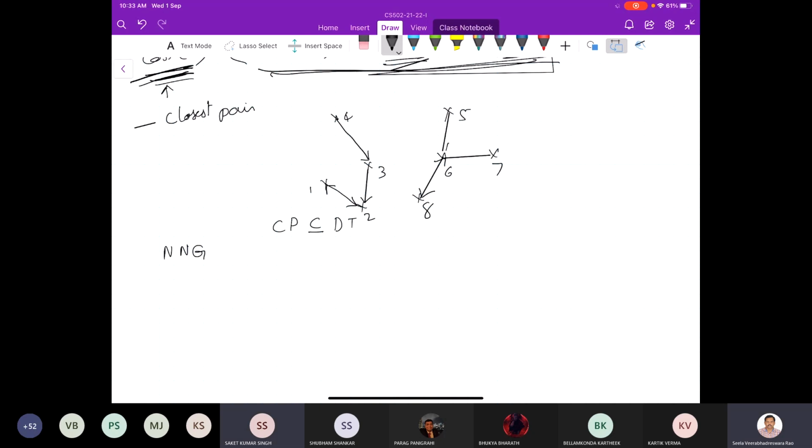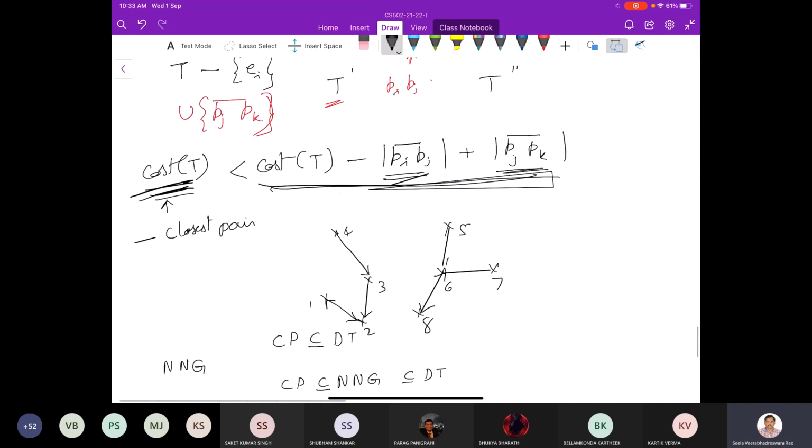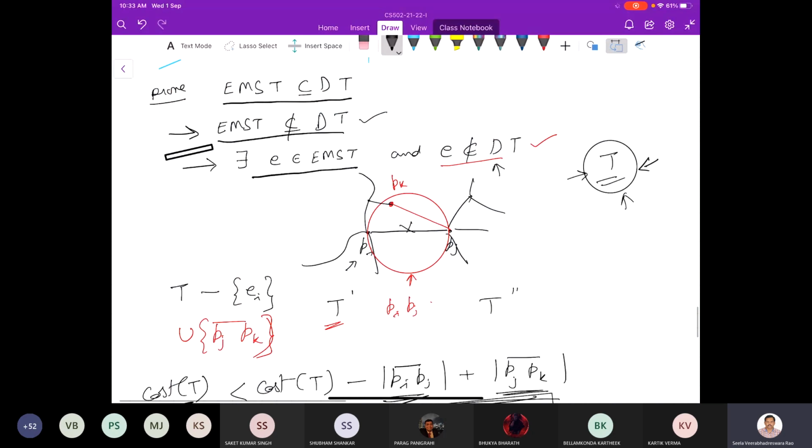Yes, sir. So you are forming a graph such that each vertex is connected to its nearest neighbor. Obviously, at most n edges will be there. The closest pair is a subgraph of the nearest neighborhood graph, which is a subgraph of the Delaunay triangulation. I just gave the definitions; you can prove these in the same manner as we proved that the Euclidean minimum spanning tree is a subgraph of this.